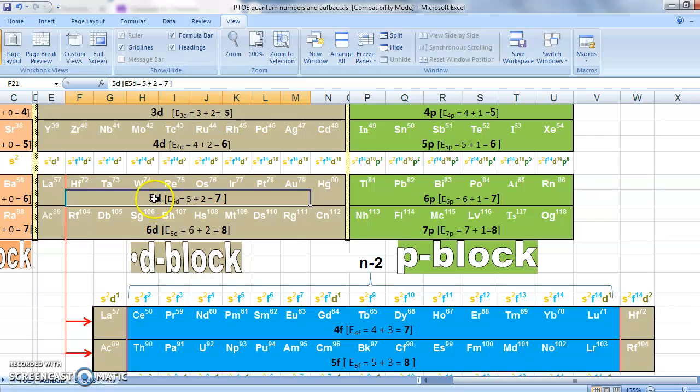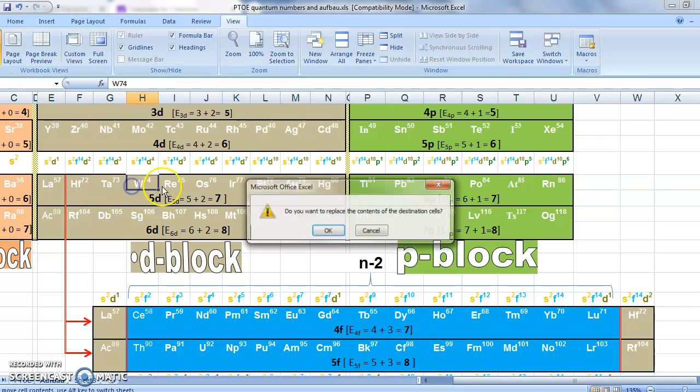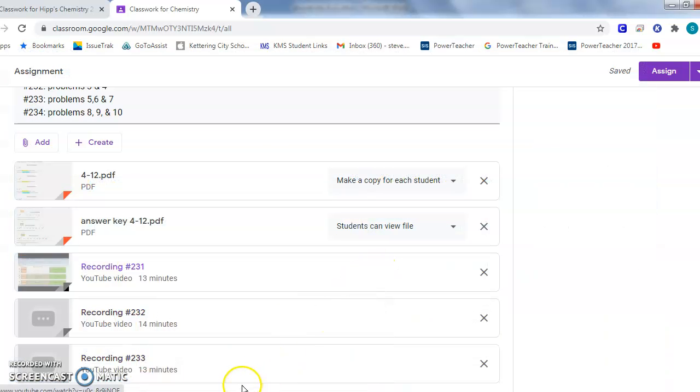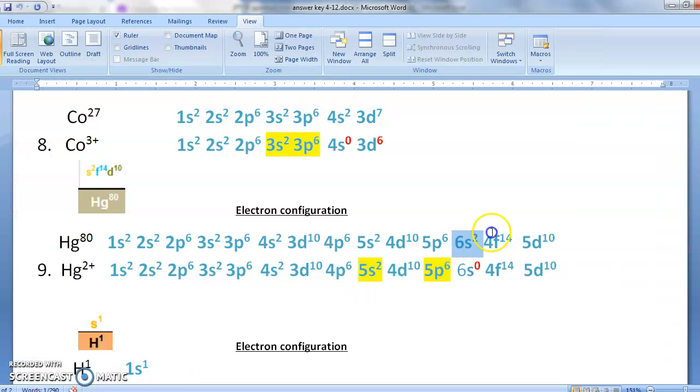72, right here. This is the 5D. How many elements are in the 5D? 1, 2, 3, 4, 5, 6, 7, 8, 9, 10. There's 10 elements in the 5D. So I write 5D10. And just as we predicted, 6s2, 4f14, 5d10 is what we found.